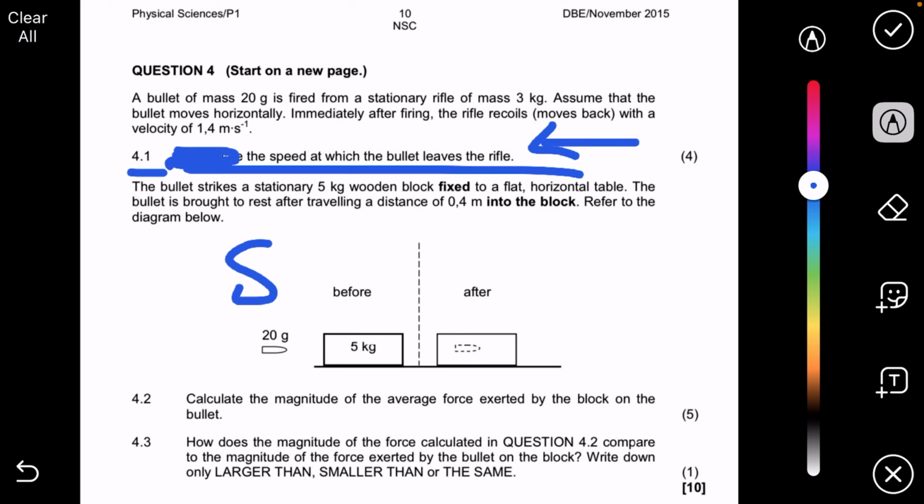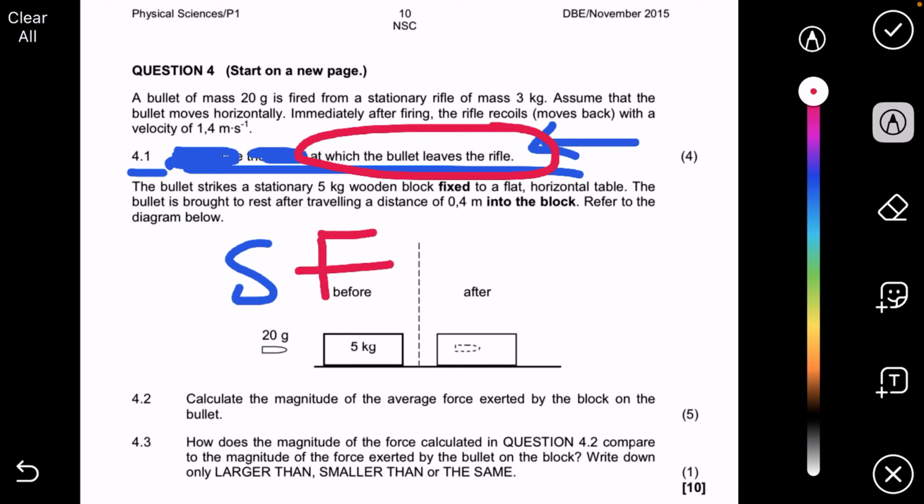If you remove speed, ladies and gentlemen, you remain with "at which the bullet leaves the rifle." At this point, you cannot say, based on this information, that you understand exactly what the question wants you to calculate. Why? Because it could be the force at which the bullet leaves the rifle, it could be the speed, it could be the velocity, it could be whatever, ladies and gentlemen.